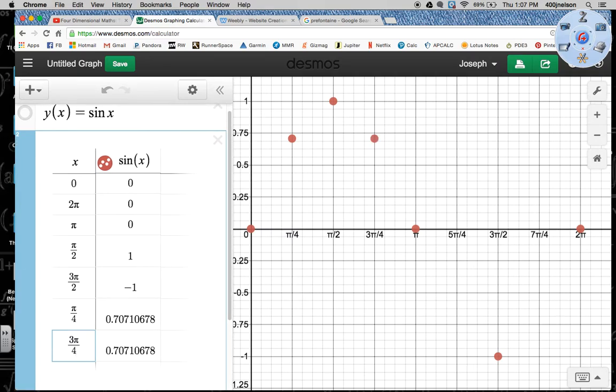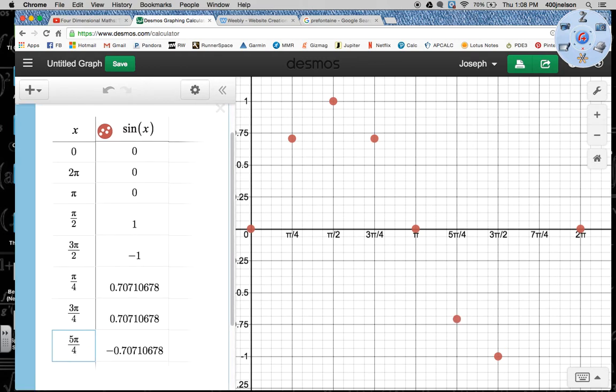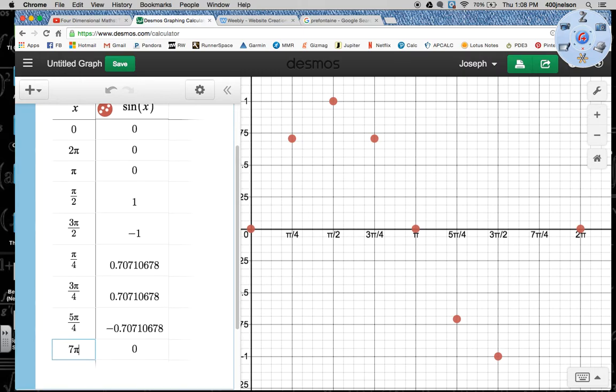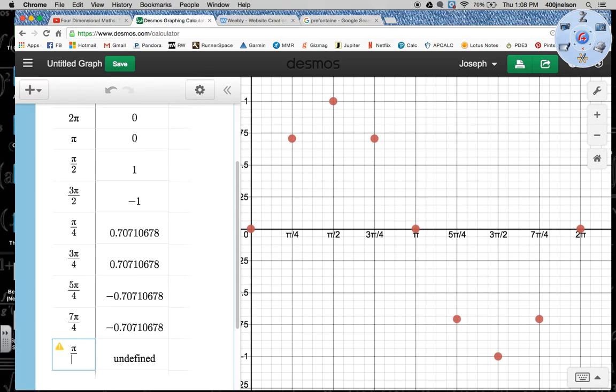I know this table is getting kind of long, but you don't have to put all of these. I'm trying to get a sense of what the shape of the graph is going to be. And I'm going to put in 5 pi fourths. And I'm going to put in 7 pi fourths. Now we have a couple more angles that we can put in. Let's do the 30-degree angles now. Let's go pi over 6.